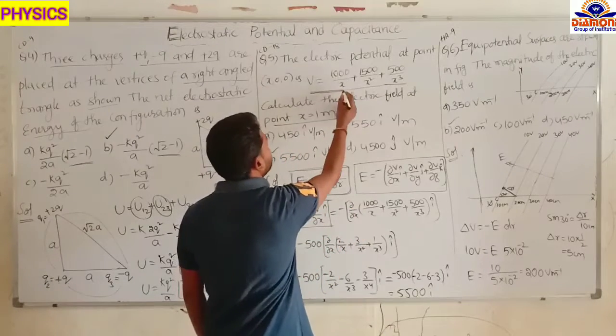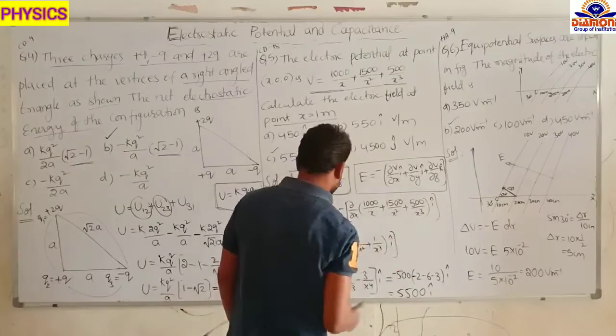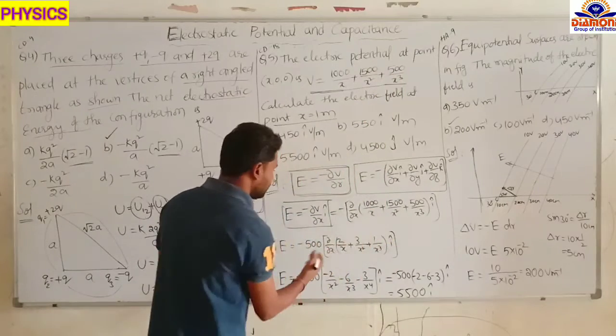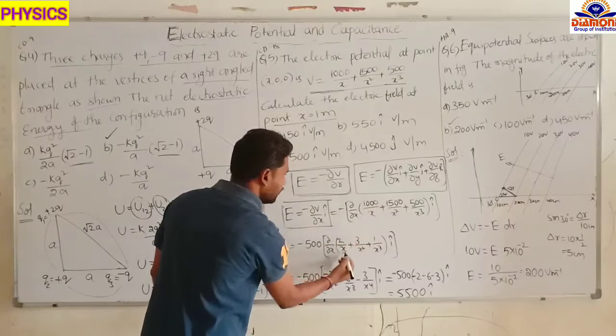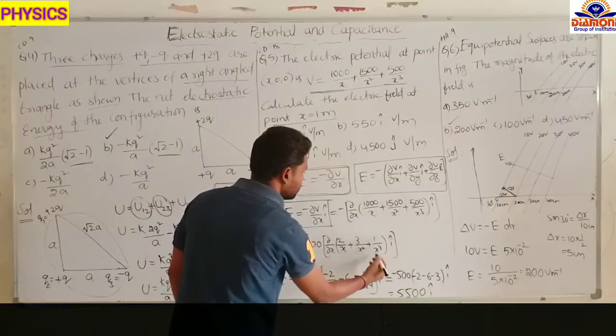V value is 1000 by x plus 1500 by x square plus 500 by x cube. So same thing, I am writing I cap. Now from this, I am taking 500 as common. Then here 2 by x, 1500 and 5 multiplied 3 times, 3 by x square, 500, 1 by x cube I cap.